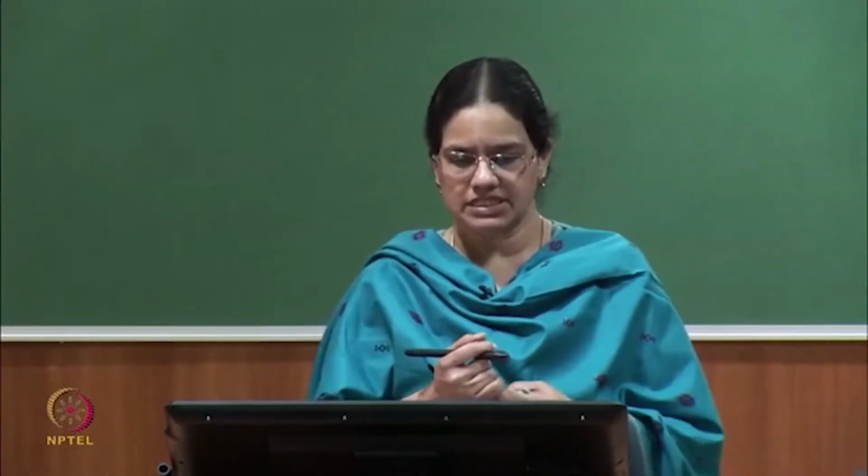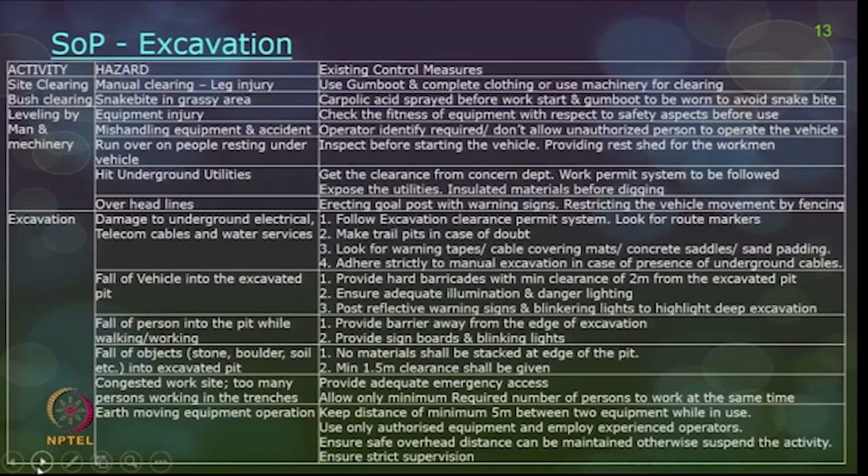Some more examples on how to maintain safe processes. This again can be called a safe operating procedure. Like this you can create a safe operating procedure for all the operations, so that all hazards can be revealed in the whole process. Site clearing and bush clearing: with manual clearing you may have leg injury, so you can use gum boots and complete clothing, or you can choose machinery for clearing. Snake bite in the grassy area: maybe carbolic acid can be sprayed before the work starts, and gum boots can be worn so that snake bites can be avoided.